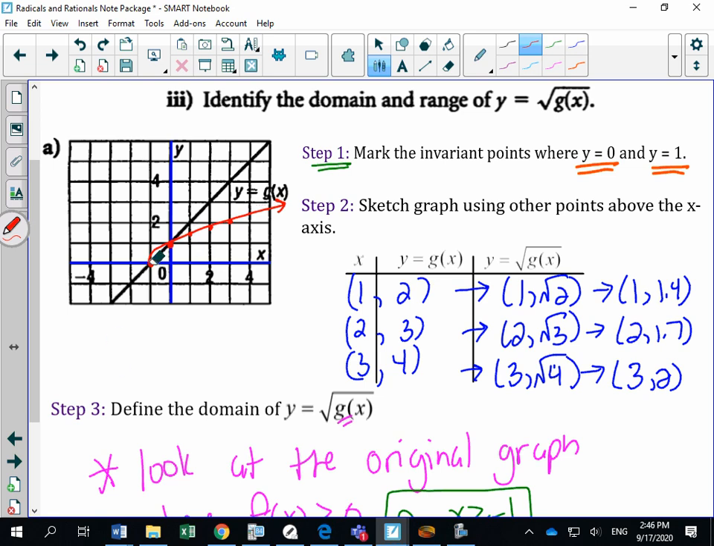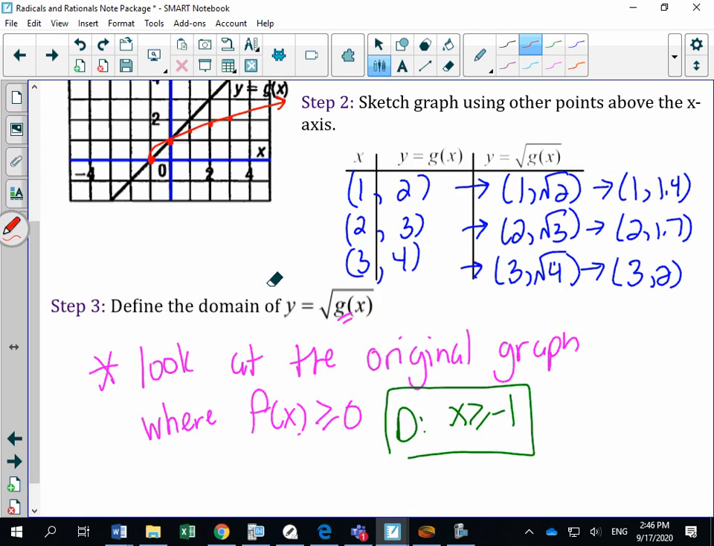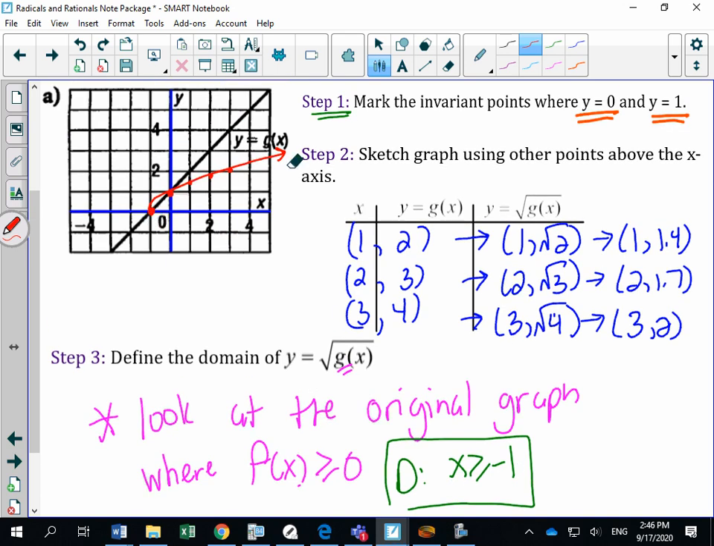And then if I said, well, what's the domain of this radical function? Let's see if we were right. We said that the domain was going to be x is greater than or equal to 1. And sure enough, the domain of this red graph is x is greater than or equal to 1.